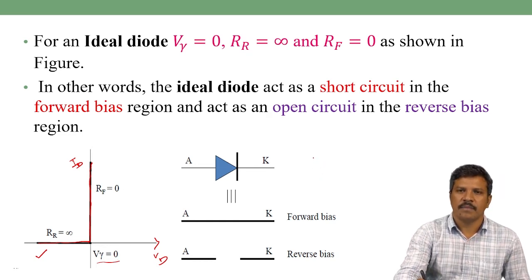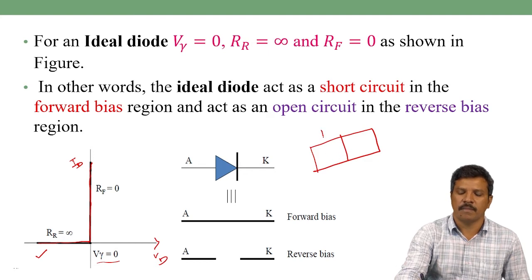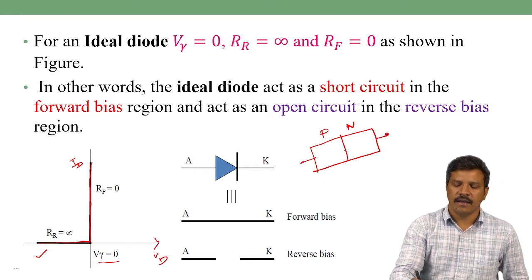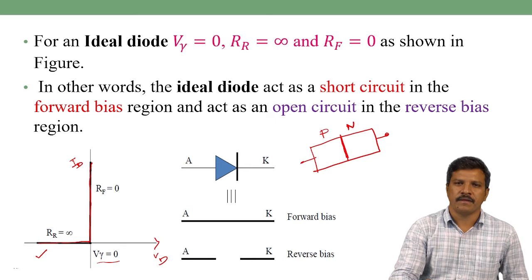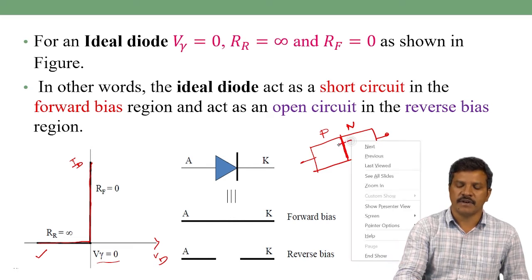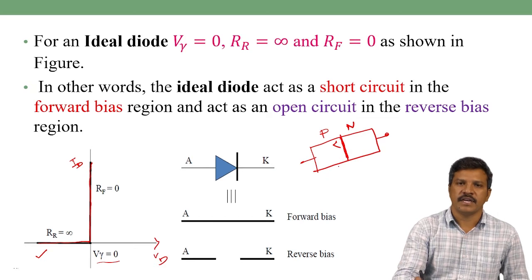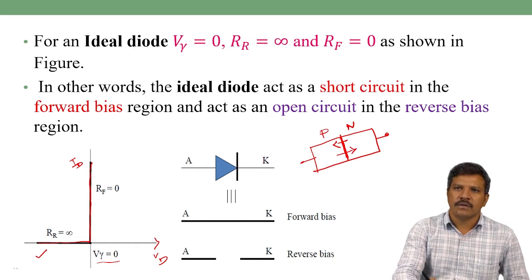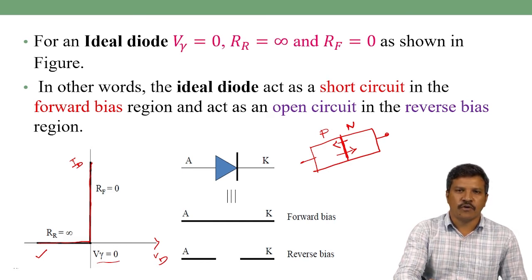If you see this p-n junction diode, this is the barrier, this is p-type, this is n-type. This is a two-terminal device. So ideally, there will be no potential across the junction. Without this barrier potential, the majority charge carriers of electrons move towards the p side, and the majority charge carriers of holes move from p side to n side. So in this case, the ideal diode acts as a short circuit in forward bias and acts as an open circuit in the reverse bias region.